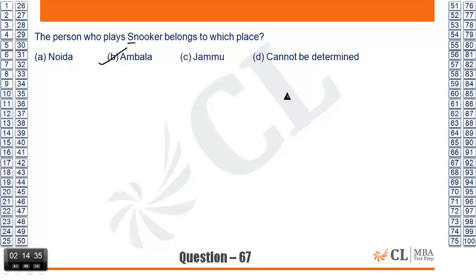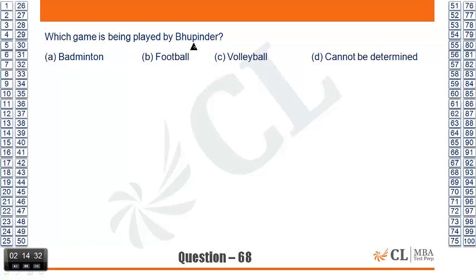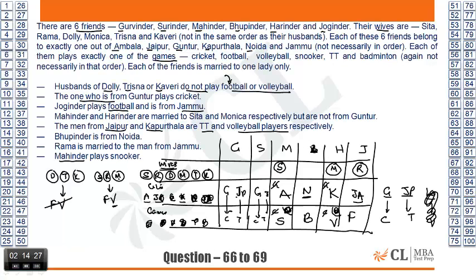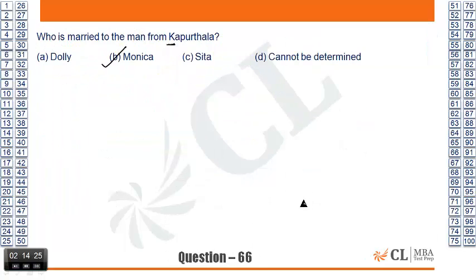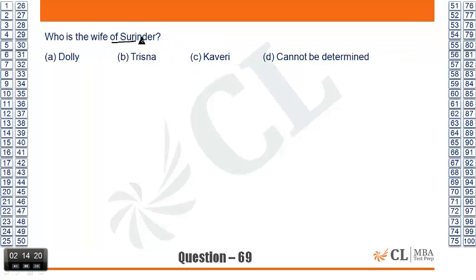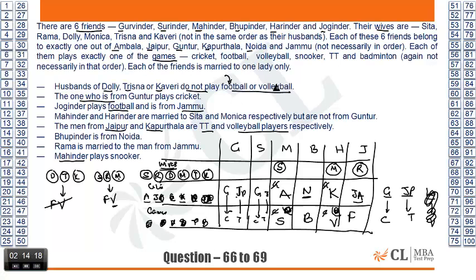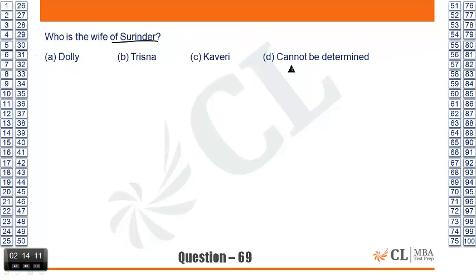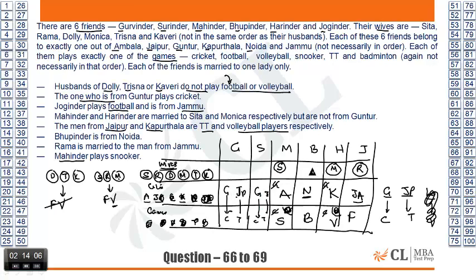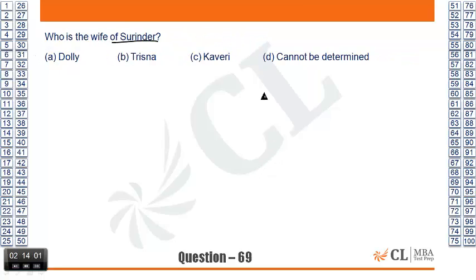This is the awesomeness of this kind of question, no? Once you get it. Which game is played by Bhupinder? Where are you, Bhupinder Ji? Where are you, B? Which game? B. What is B? Bad. Thank you. And who is the wife of Surinder? Where are you, Surinder? Surinder. Cannot be written there. Can be anyone, no? Yeah, cannot.